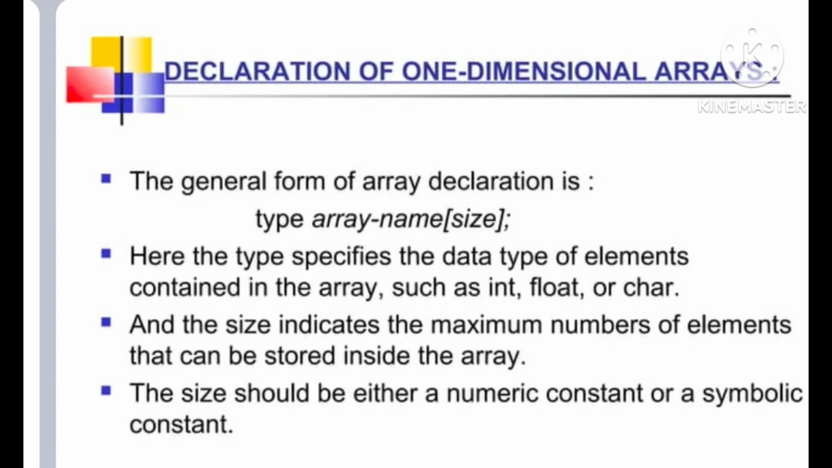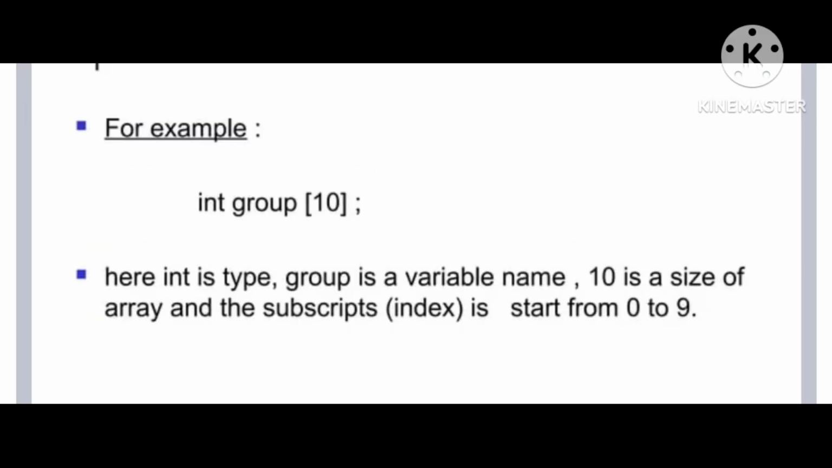Declaration of one-dimensional arrays. The general form of array declaration is type, array name, size. Here the type specifies the data type of elements contained in the array, such as int, float or char, and the size indicates the maximum number of elements that can be stored inside the array. The size should be either a numeric constant or a symbolic constant. For example, int group[10]. Here int is type, group is a variable name, 10 is size of array, and the subscripts start from 0 to 9.